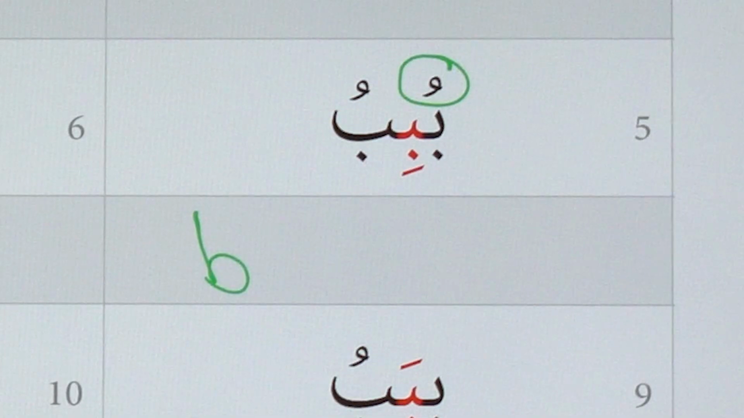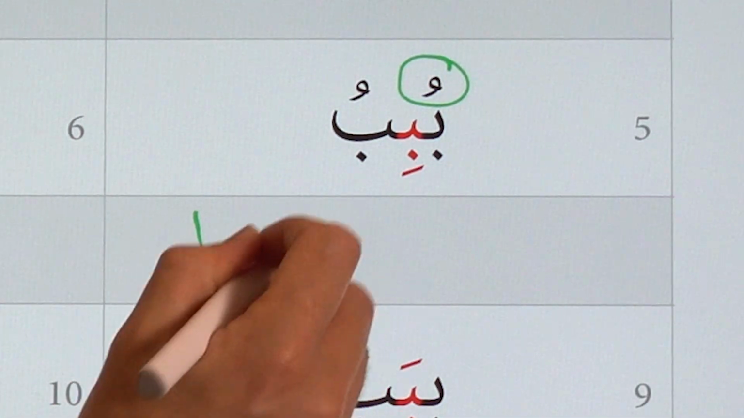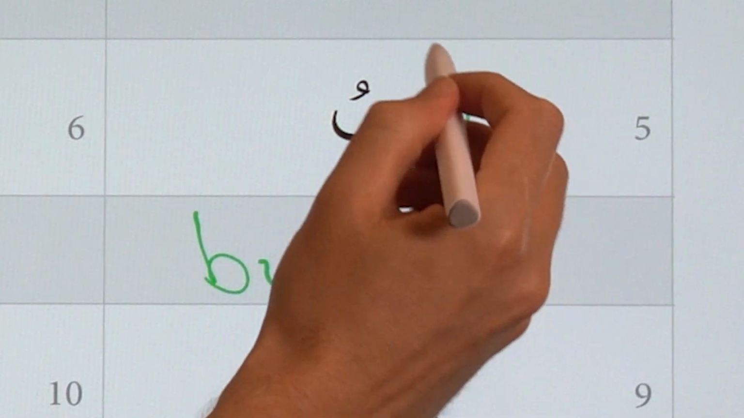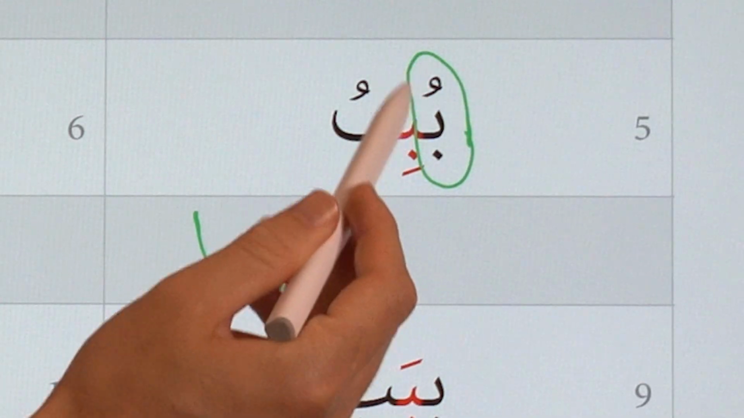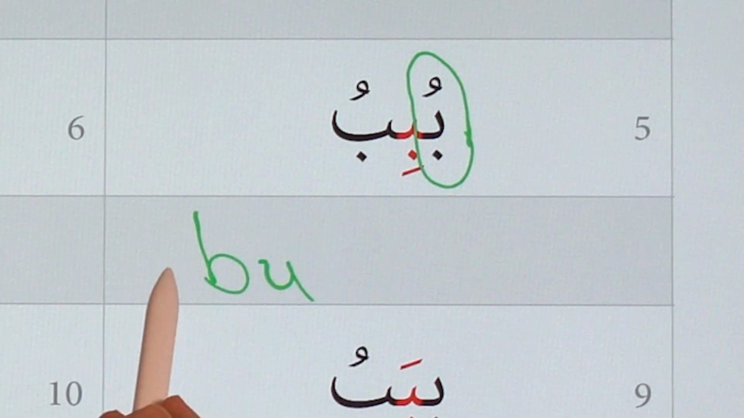This is a loop shape representing the dhamma. So what English letter are we going to write for the dhamma? We're going to write the letter U. So this first combination of the letter and haraka, it's the letter ba and the dhamma, it's going to sound like boo. Hence we wrote boo.